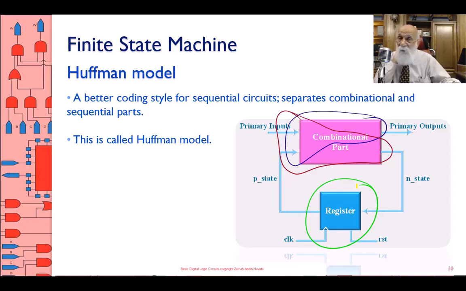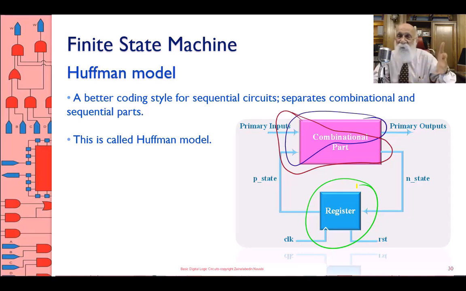This is called Huffman model. This goes back to a 1954 paper that builds a sequential circuit out of passive elements. Okay, R, L, and C. So the theory goes back that far. And not only state machines, but also the complete RT level design follows the same rule. When you are doing state machines, it's always very good to follow the Huffman model. And also when you're doing the Verilog description, follow this.